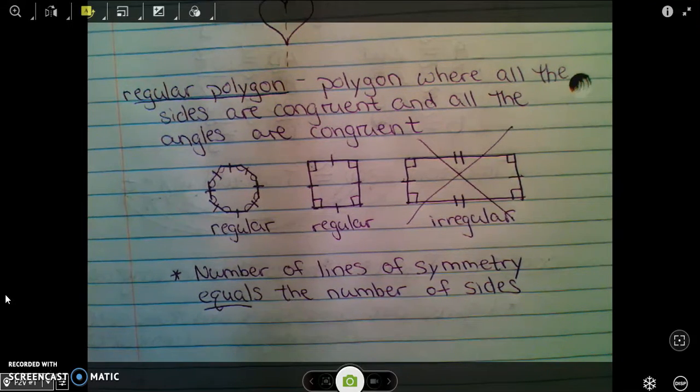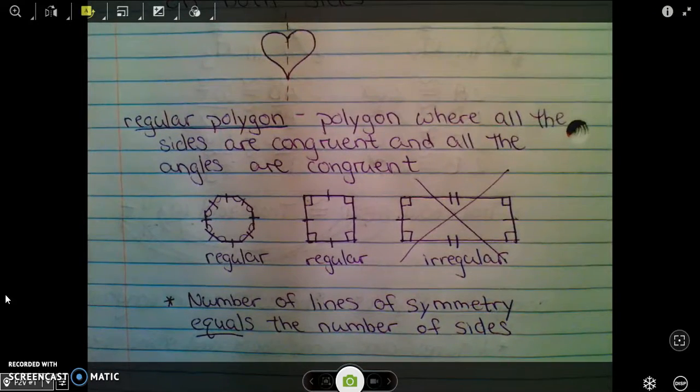So if you do recognize that a shape is a regular polygon, then it's really easy to know the number of lines of symmetry. You wouldn't even have to draw them. You would just have to know that the number of lines of symmetry matches the number of sides. If it is not a regular polygon, like the rectangle or like my heart that I drew up top, then you would have to draw the lines to see where you would be able to find the lines of symmetry.